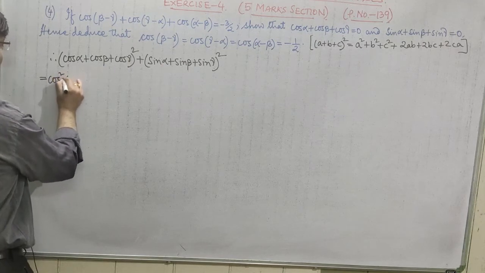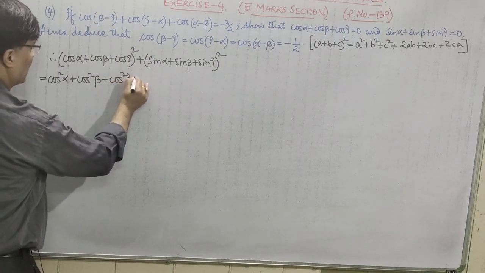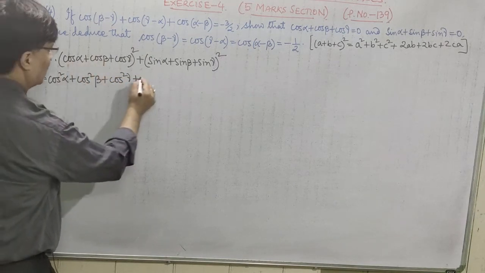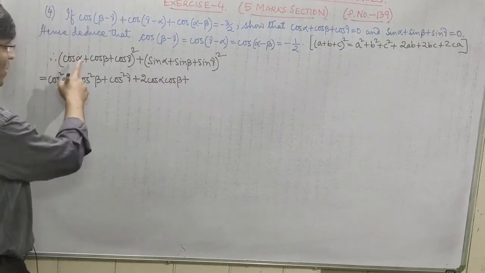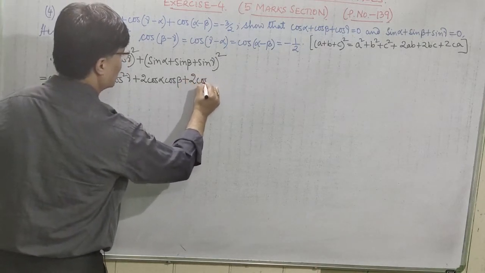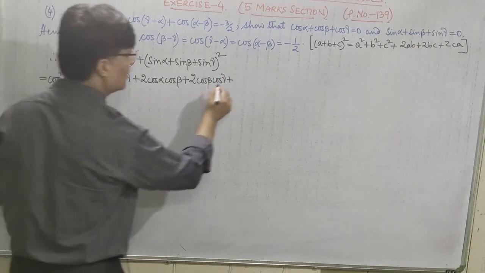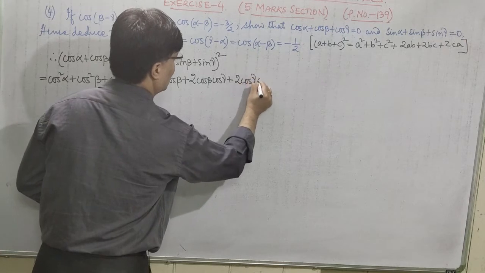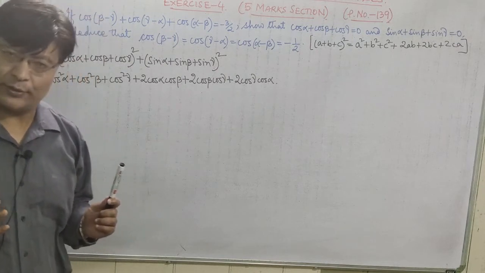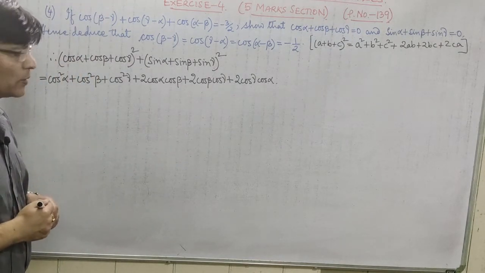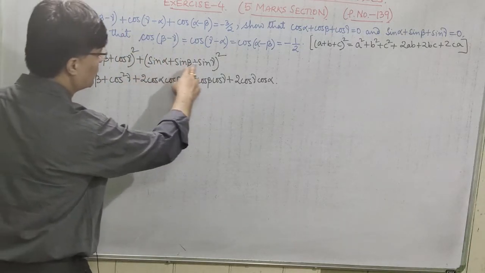So what is the formula? What is a square? Cos square alpha plus cos square beta plus cos square gamma plus twice ab, that is 2 cos alpha cos beta, plus twice bc, 2 cos beta cos gamma, plus twice ca, 2 cos gamma cos alpha. So I think you have understood it. Okay. So now in the next step, you have to continue. So there is a continuation line here.